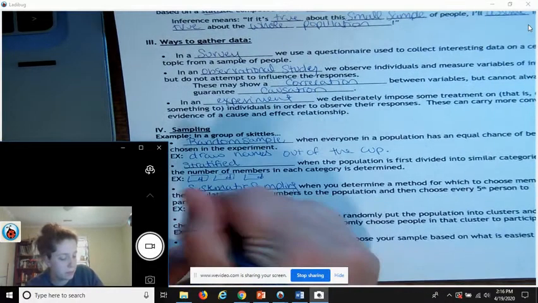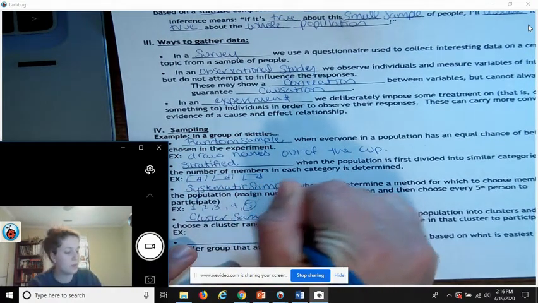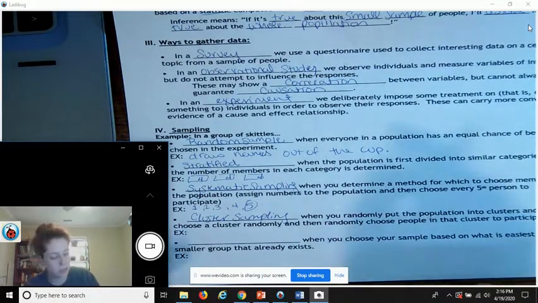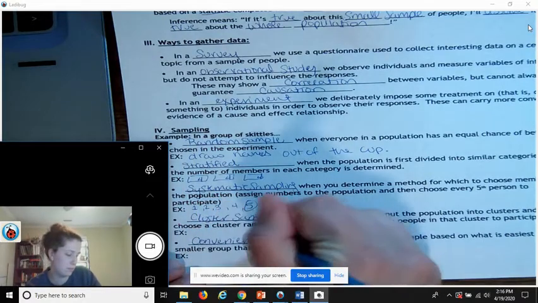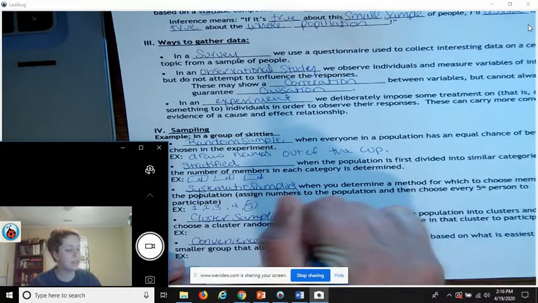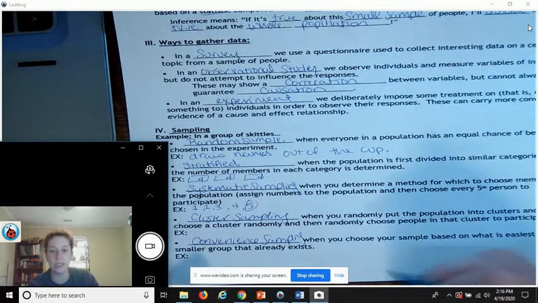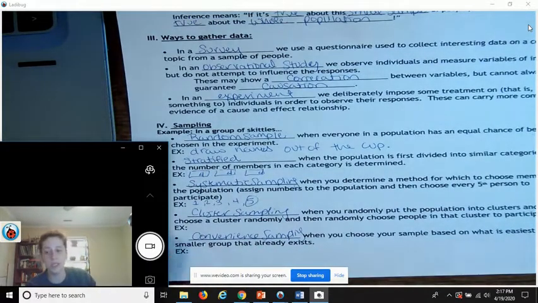Cluster sampling. When you randomly put the population into clusters and then choose a cluster randomly, then randomly choose people from that cluster to participate. And the last one is convenience sampling. This is when we choose our sample based on what's easiest to do or a smaller group that already exists. So maybe you stand in the doorway and grab people as they go by and give them a survey. That would be convenience sampling.